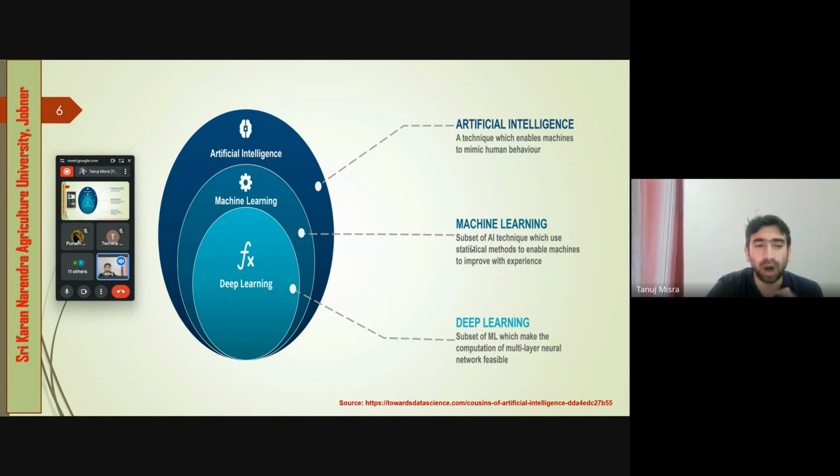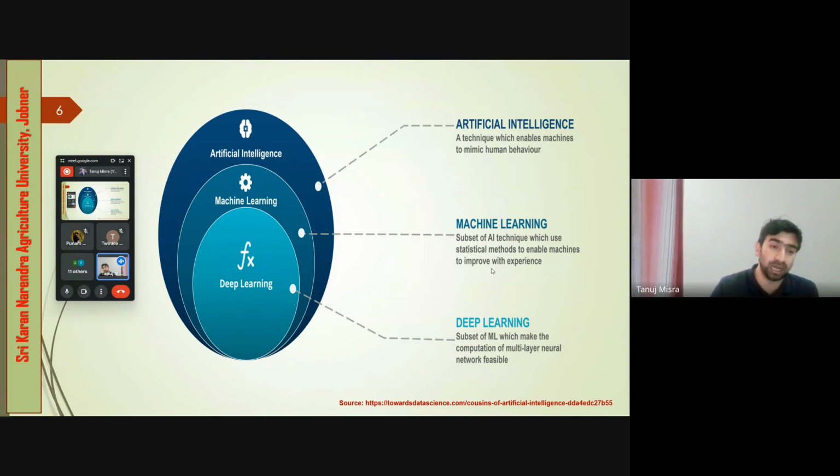So how will it be done? Nowadays, the machine learning term is also popular. So what is machine learning? Machine learning is a subset of artificial intelligence technique which uses statistical analysis methods to enable the machine to improve its experiences. The basic machine learning method is regression. I think those who are from an agriculture background, BSc Agriculture Honors, have learned in BSc Agriculture Honors what is correlation, what is regression. So the basic machine learning algorithm is the regression technique, nothing but a regression technique.